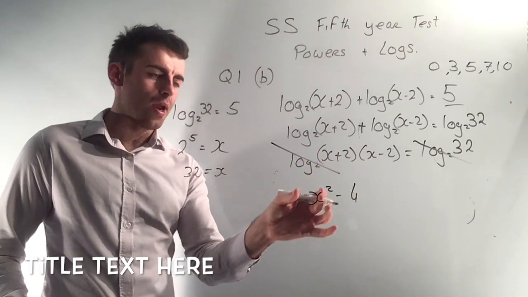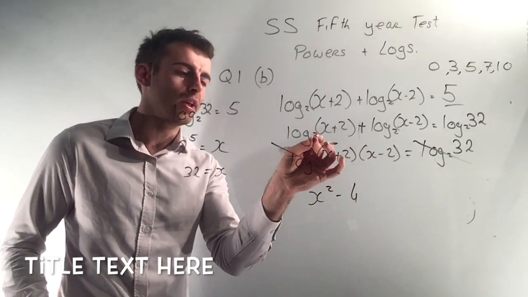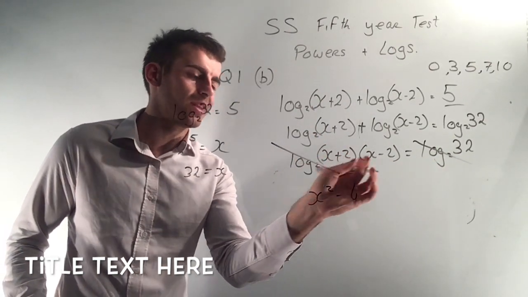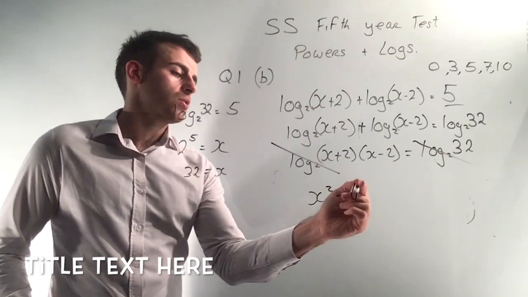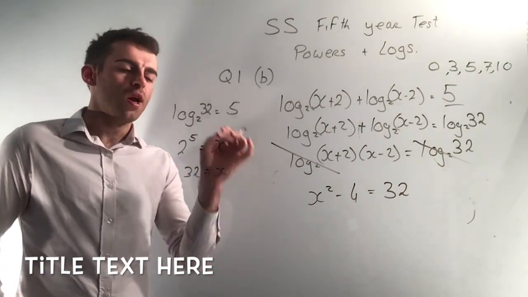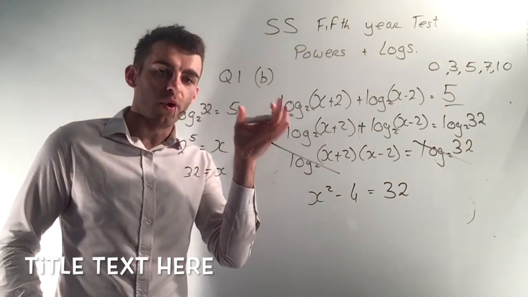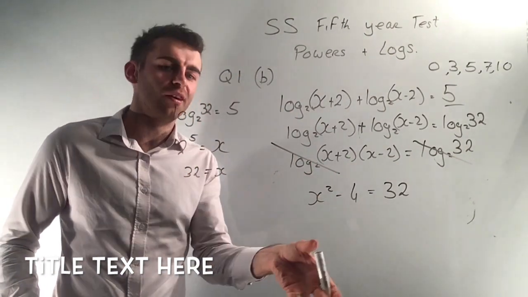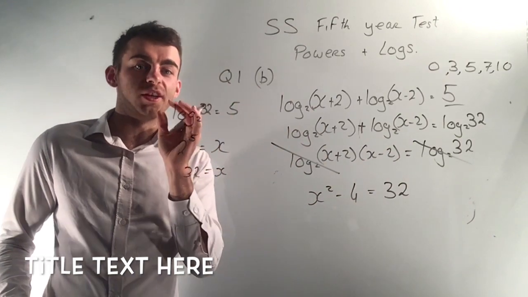Again, just make sure you're getting that right. I do that in rough work. Multiply the first thing by the second bracket, the second thing by the second bracket. So I get x squared minus 4 equals 32. Now, I want to first show you the way that every single person in the class solved this one, and then I want to show you the way that you should have done it.